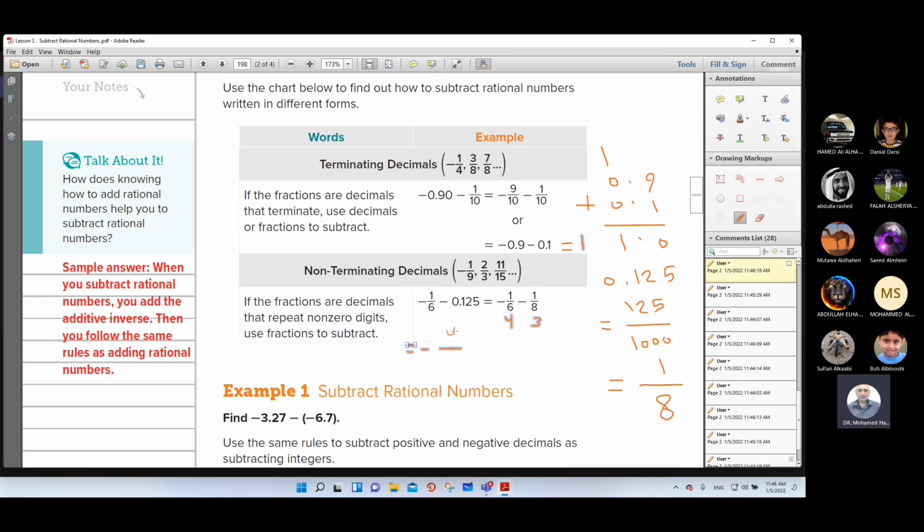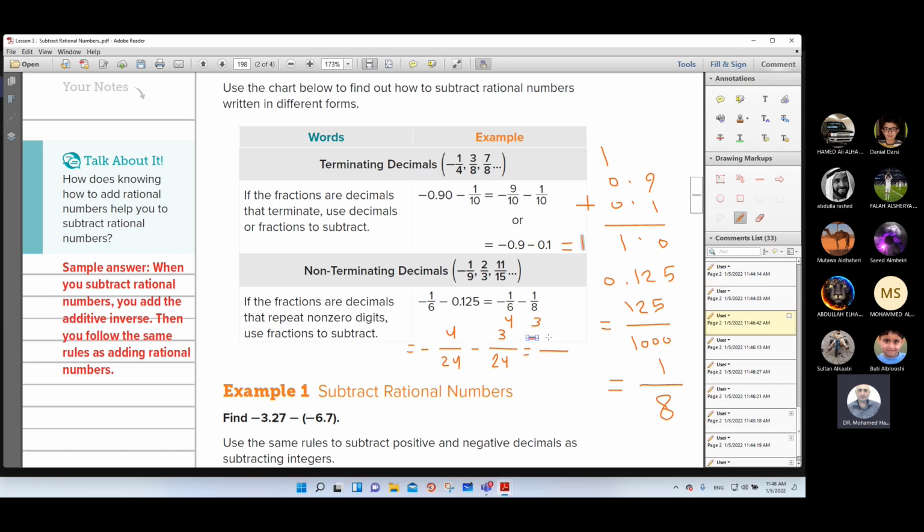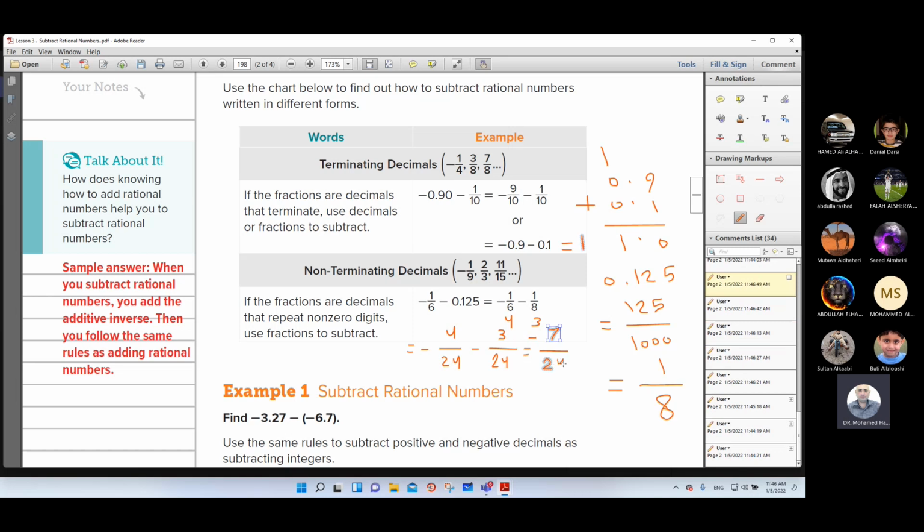So the first fraction, 4 times 1, 4, 4 times 6, 24. Minus 3 times 1, 3, 3 times 8, 24. The rule said when you have the same sign, put the same sign, then add: 4 plus 3 will be 7 over the same denominator. So the answer here will be negative 7 over 24.